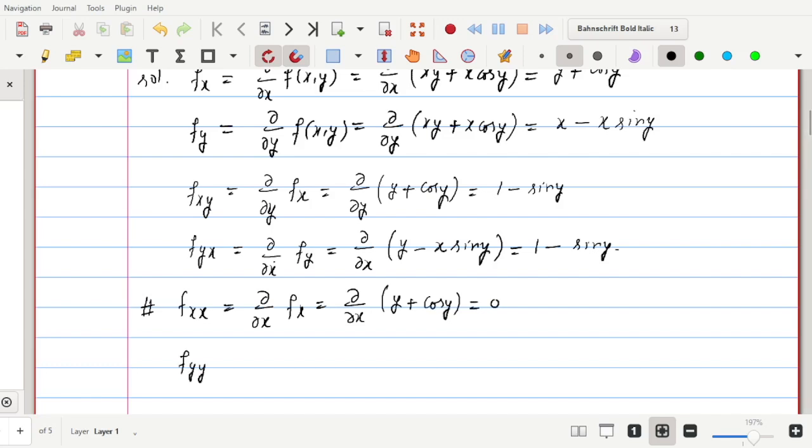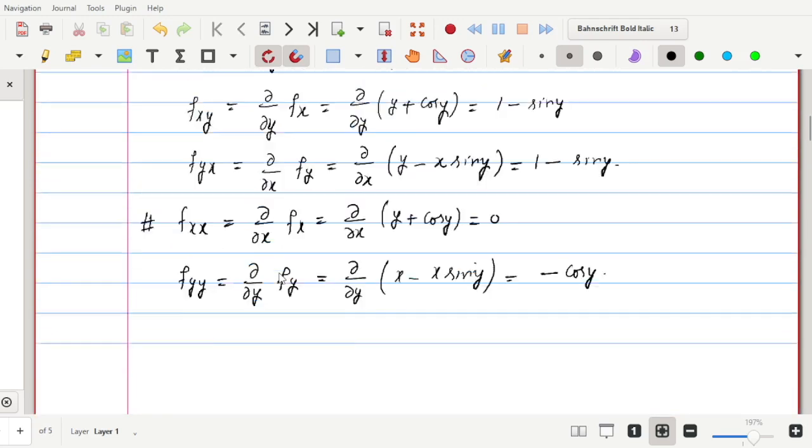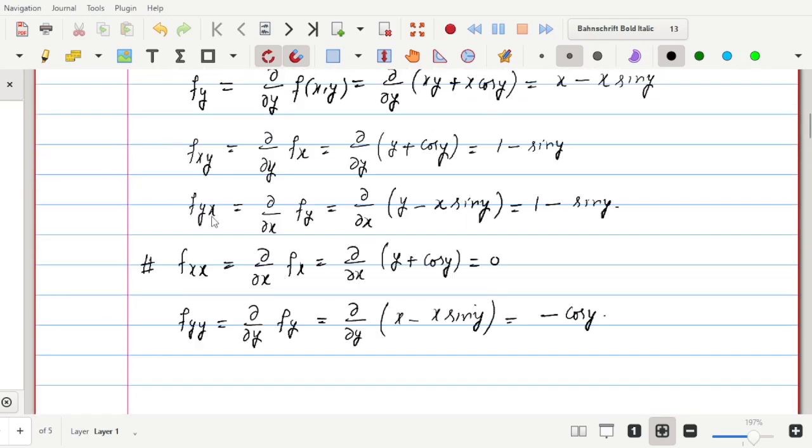And similarly fyy, this will be equal to del by del y of fy, which is equal to del by del y of x minus x sine y. Now treating x as constant, we get the derivative as 1, sorry, this is 0 minus cos y. So these are the four second order partial derivatives of f with respect to x and y. Now here we can actually notice one thing, that fxy is equal to fyx.